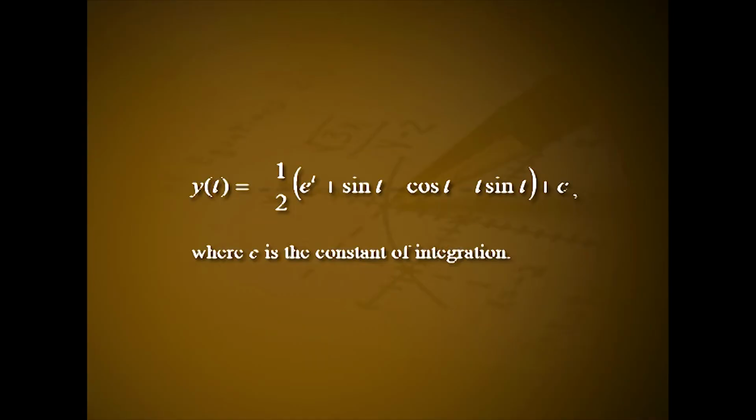Integrating both sides, we obtain y(t) = -1/2 (e^t + sin t - cos t - t sin t) + c, where c is the constant of integration. From the given condition y(0) = 0, we obtain 0 = -1/2 (1 + 0 - 1 - 0) + c, which implies c = 0. Thus, y(t) = 1/2 (cos t + t sin t - e^t - sin t).